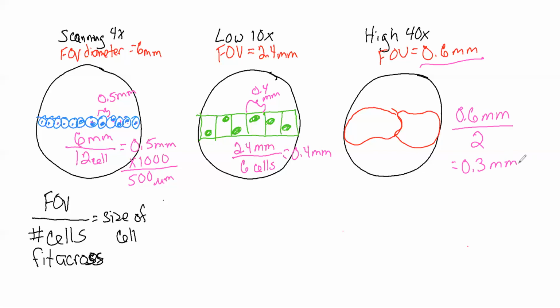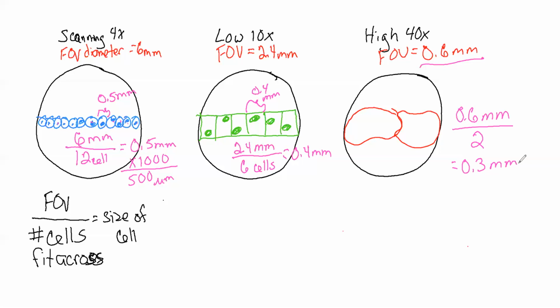So by knowing your field of view, you can estimate approximately how large each cell is in millimeters and in micrometers. That gives you an idea of approximately how big these items are. This doesn't just apply to cells. It can apply to basically anything you're looking at underneath the microscope. So you can then compare sizes.